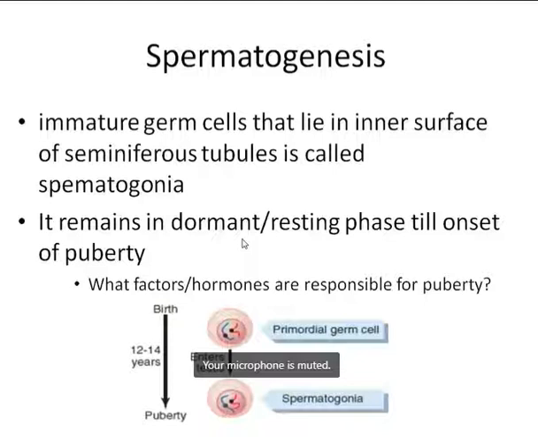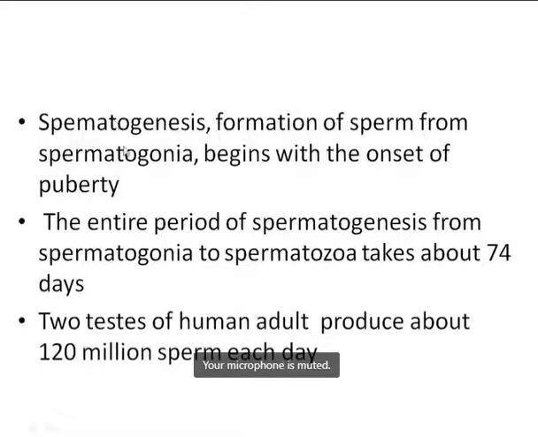Now let us discuss the other ones. What is spermatogenesis? You already know it is the formation of sperm from spermatogonia. It begins with the onset of puberty. Until the person enters the pubertal phase, there will be no spermatogenesis because the spermatogonia will be in a resting condition and will not undergo the process. The entire period of spermatogenesis from spermatogonia to mature sperm takes about 74 days.